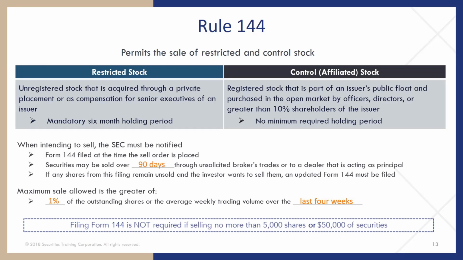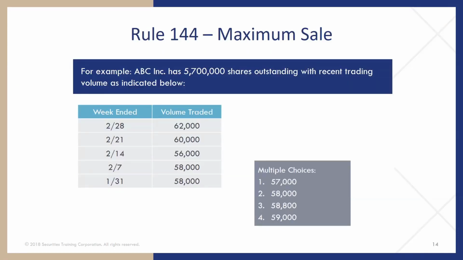Now let's look at an example of how that might work. ABC has 5,700,000 shares outstanding with recent trading volumes indicated below. And you see there's a number of weeks there. Now we know the rule says that you can't sell more than 1% of the outstanding shares or the average weekly volume of the last 4 weeks. So let's look at that. 1% of 5,700,000 is 57,000 shares.